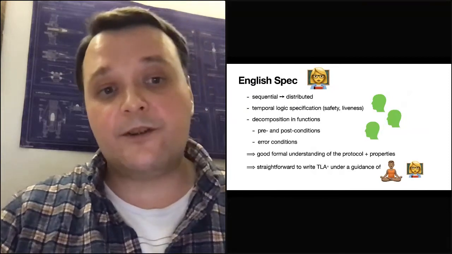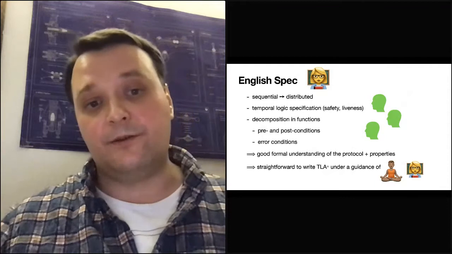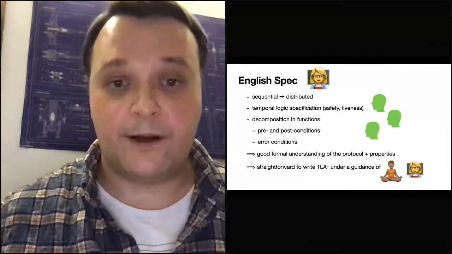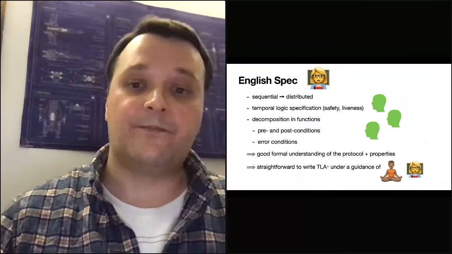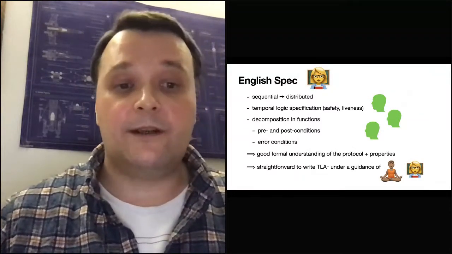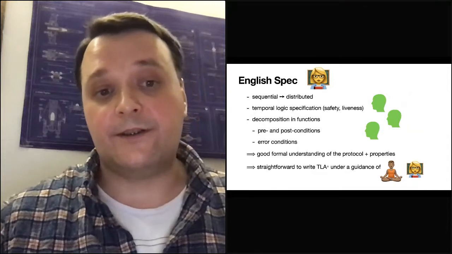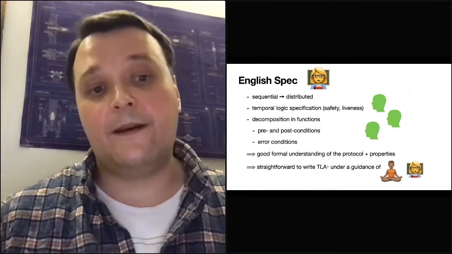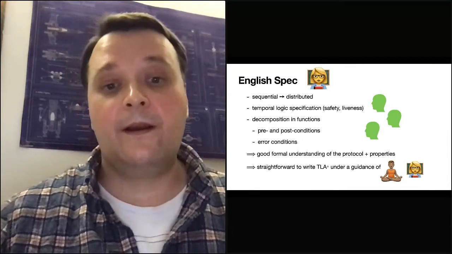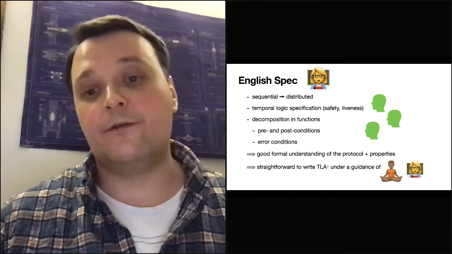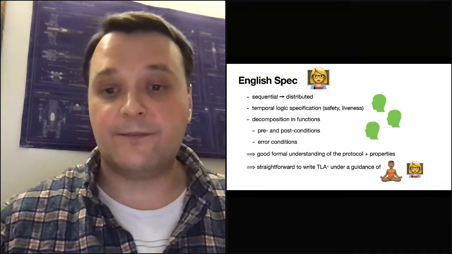What we do there, we also decompose the protocol into smaller functions and give pre and post conditions of the happy path, what happens actually if everything goes well. And also importantly, we give the error conditions. We describe the unhappy path, what should happen if things do not work well. What's good about it, it's actually given us a good understanding of the protocol and its properties.